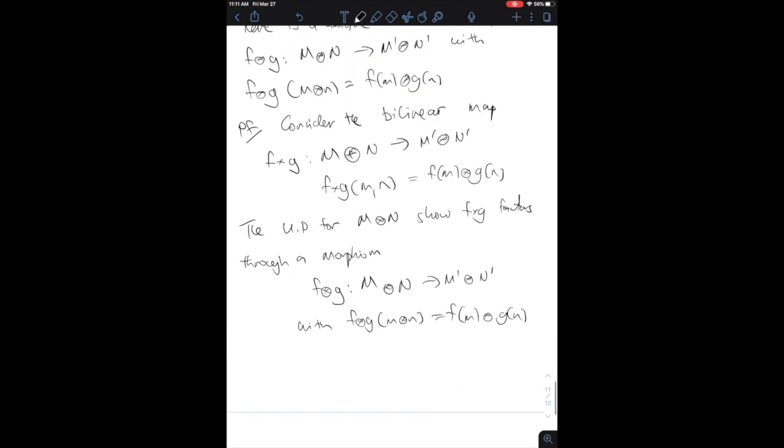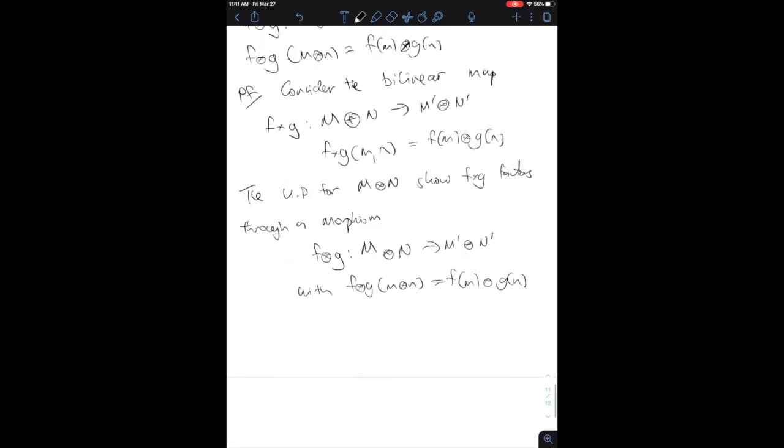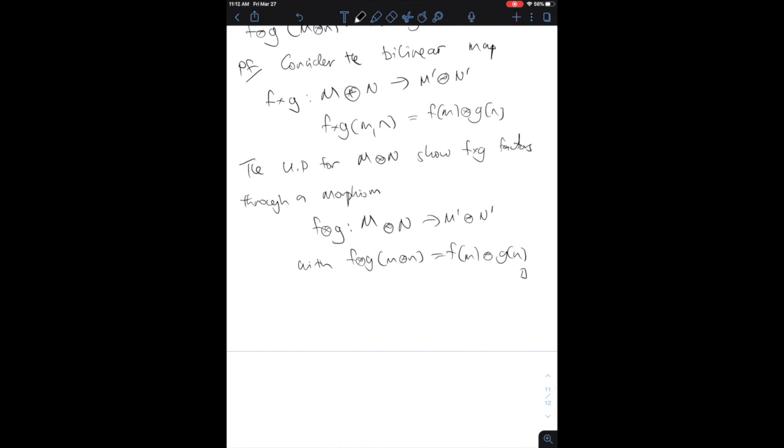And then, well, since the elements little m tensor little n in the tensor product of M and N generate the entire module, there can only possibly be one module homomorphism given by this formula.